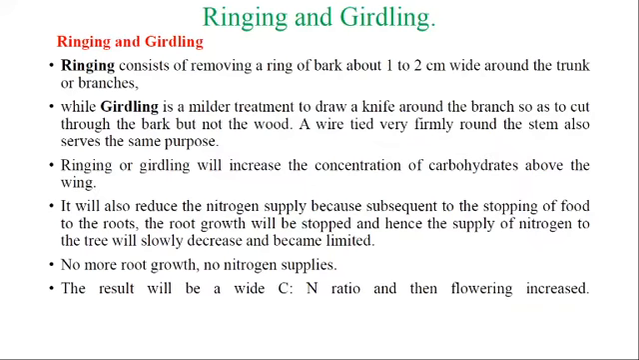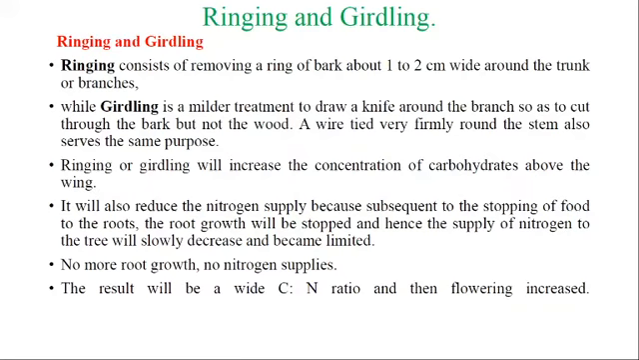Girdling is another milder treatment: draw a knife around the branch so as to cut through the bark but not the wood. In the case of ringing, we remove a 1 to 2 centimeter wide bark around the trunk or branches, whereas girdling is a milder treatment like ringing, but with the help of a knife we draw a knife around the branch and cut through the bark without disturbing the wood.